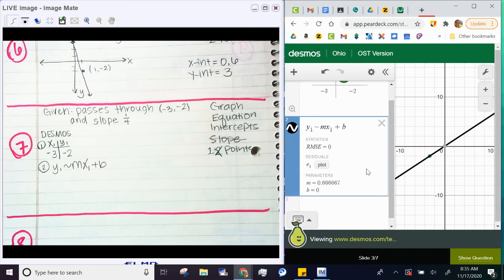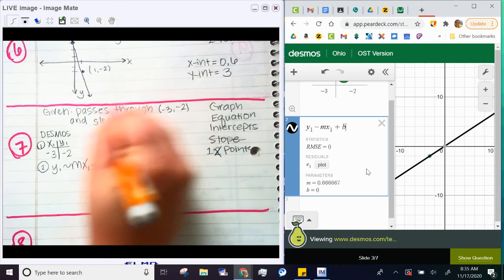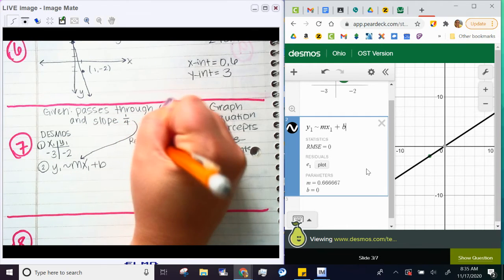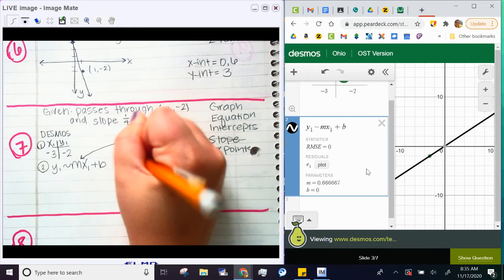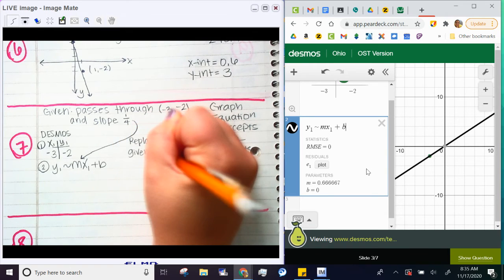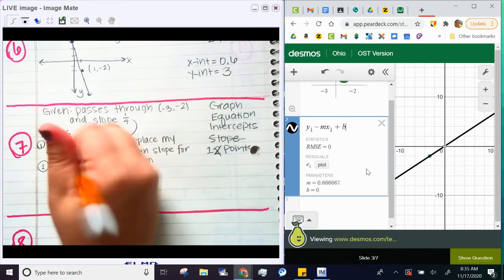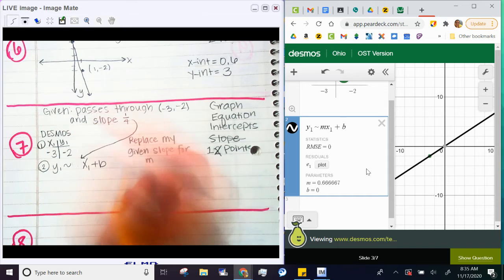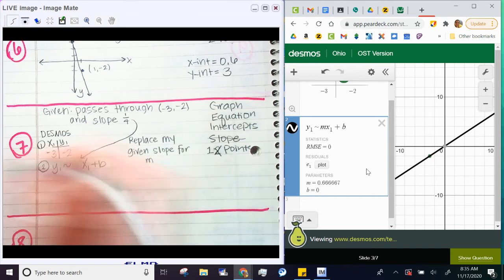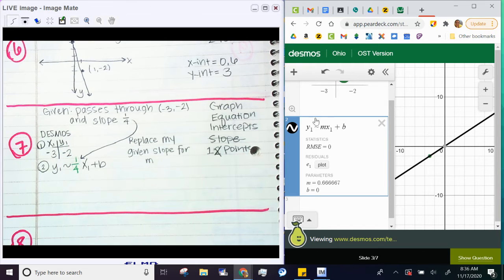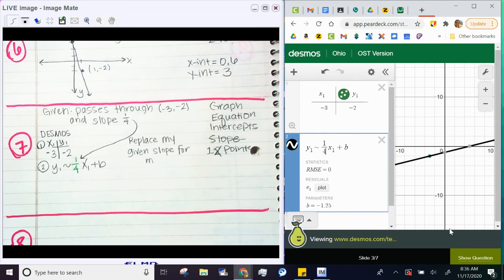So what I'm going to do is take this slope that I have here and sub it in for m. So replace my given slope for m. Okay, so instead of having an m here, this is why I use pencil, because I can erase it. I'm going to put my slope, which is 1/4. And I'm just going to do that on Desmos too. Take out my m, and I'm going to put 1/4 in its place. That way I'm making this graph have a slope of 1/4.